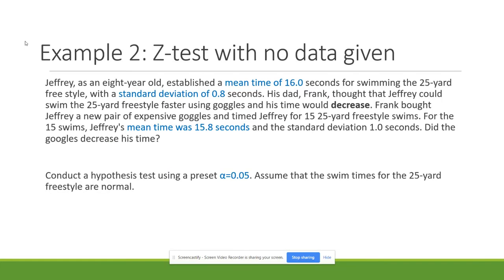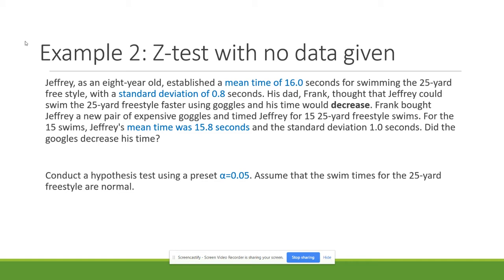So let's keep continuing with Z-test, and let's do an example when we're not given any sample data. Jeffrey, as an 8-year-old, established a mean time of 16 seconds for swimming the 25-yard freestyle with a standard deviation of 0.8 seconds. His dad, Frank, thought Jeffrey could swim the 25-yard freestyle faster using goggles and his time would decrease.